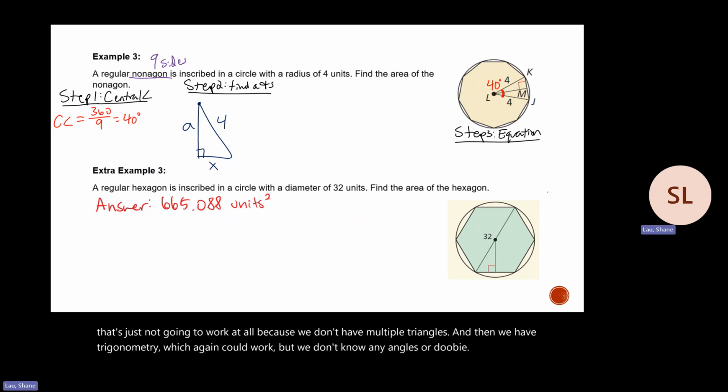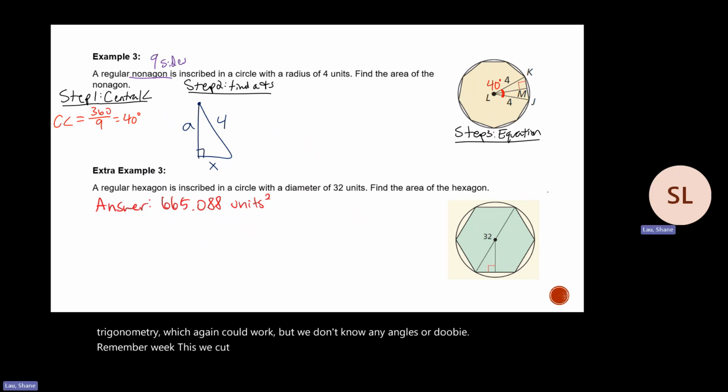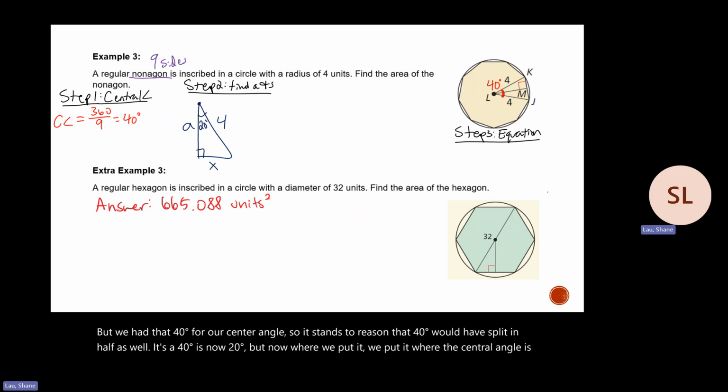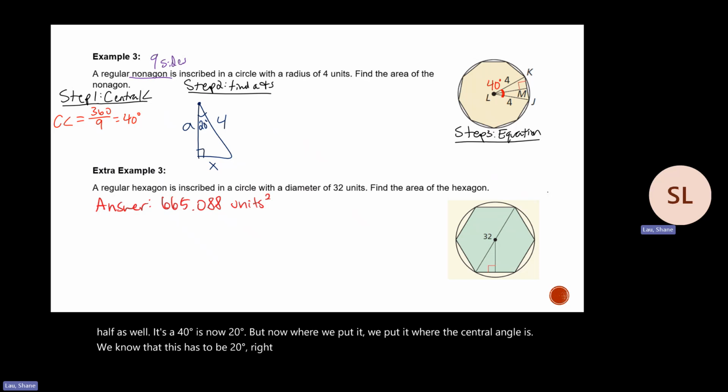Remember, we cut this triangle in half, but we have that 40 degrees for our central angle. So it stands to reason that that 40 degrees would have split in half as well. And so 40 degrees is now 20 degrees, but now where do we put it? We put it where the central angle is. We know that this has to be 20 degrees right there.